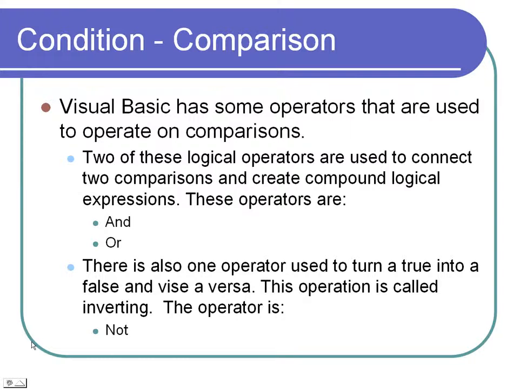Visual Basic has some operators they use for comparison. They have ands and ors. The ands and ors are used to connect two simple expressions to make compound expressions. And then they have an operator that operates on a simple expression to reverse it, the not. So those are three important ones.